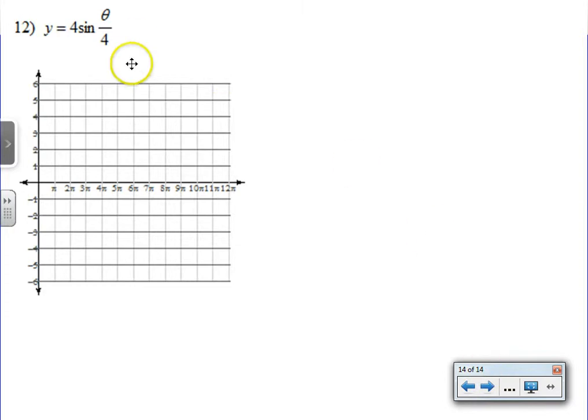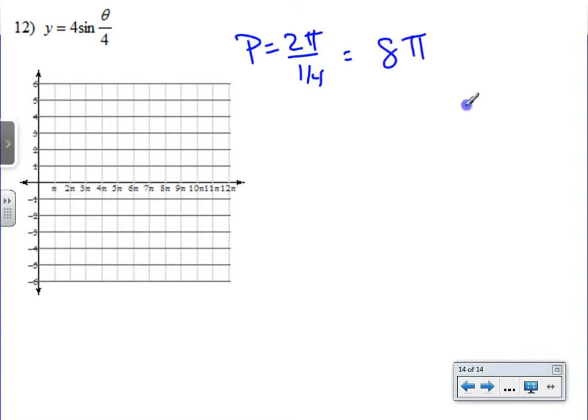I'm going to skip this guy for a second, but just so we're all clear, the period would have been 8 pi. You guys comfortable with that? 2 divided by 1/4 is 8, because it's 2 times 4. And then your quarter points would have been every 2 pi, so you would have marked every group of 2 pi. Okay, but the question was, what does tangent look like?